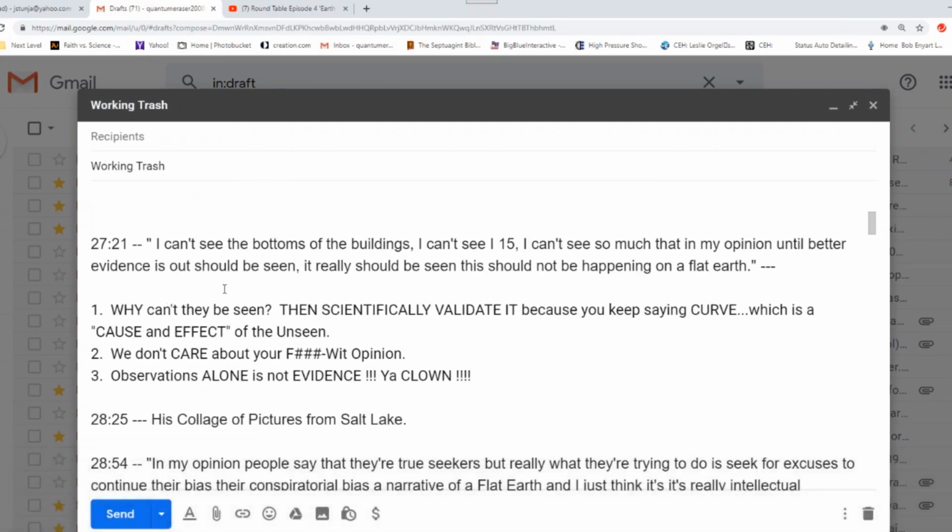2721. I can't see the bottoms of the buildings. I can't see I-5. I can't see so much that, in my opinion, until better evidence is out, should be seen. It really should be seen. This should not be happening on a flat Earth. Number 1, why can't they be seen? You didn't say so. Then scientifically validate it, because you keep saying curve, which is a cause and effect of the unseen, right? So you've got to validate this, man. You just can't tell us. You just can't give us your just-so story. It's worthless. Number 2, like I said, we don't care about your opinion, or anyone's opinion for that matter. Number 3, observations alone are not evidence.